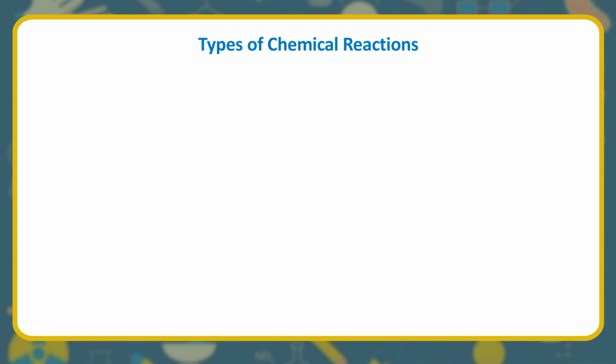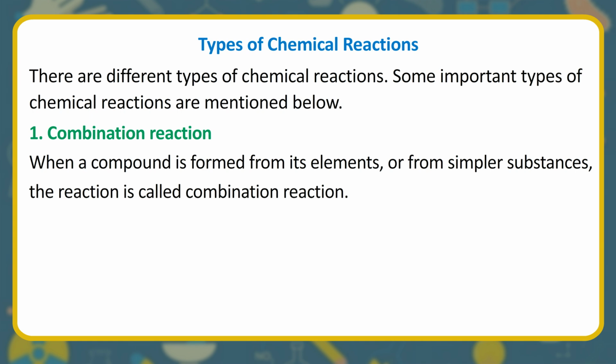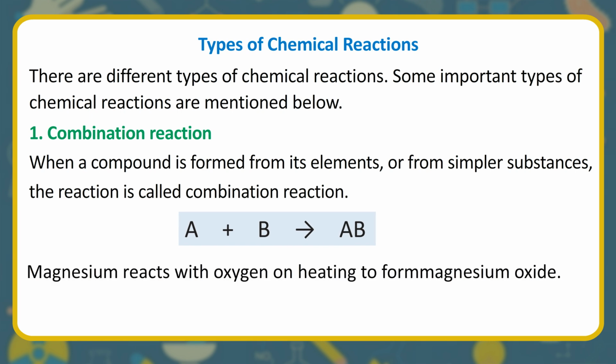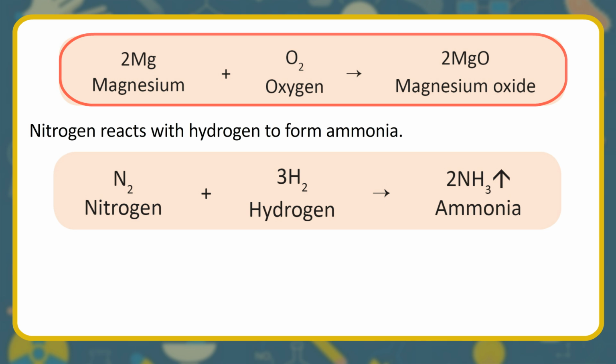Types of chemical reactions. There are different types of chemical reactions. Some important types of chemical reactions are mentioned below. 1. Combination reaction. When a compound is formed from its elements, or from simpler substances, the reaction is called a combination reaction. A plus B gives AB. Magnesium reacts with oxygen on heating to form magnesium oxide. 2Mg, magnesium, plus O2, oxygen, gives 2MgO, magnesium oxide.